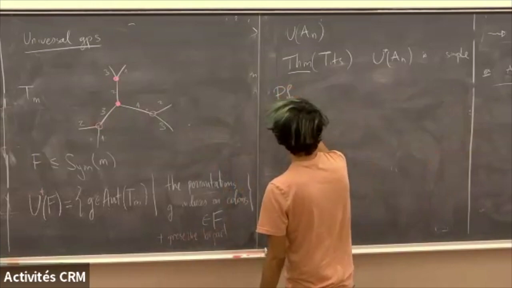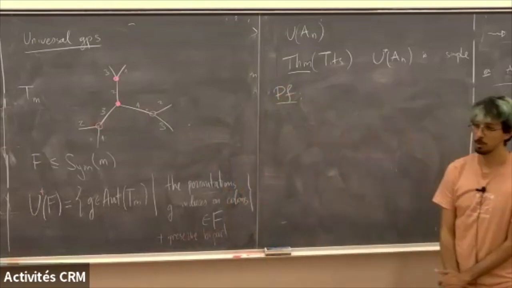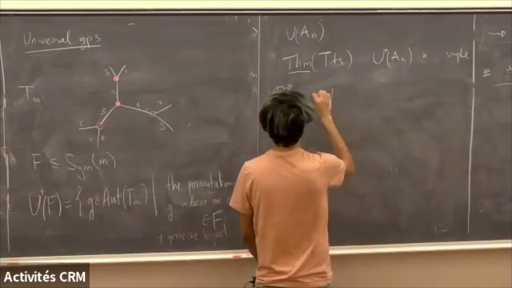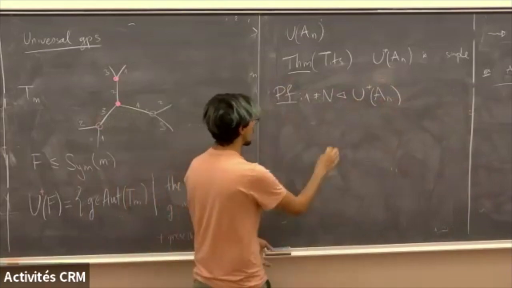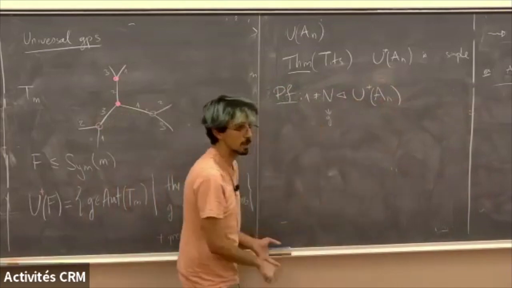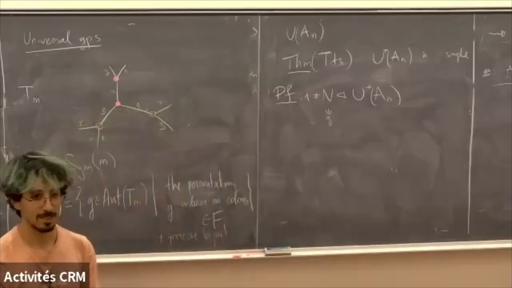Let me give you a proof of this. It's a very easy fact. Take a normal subgroup N. Okay, so there is some element here, let's call it g, some element in N. It's not trivial.